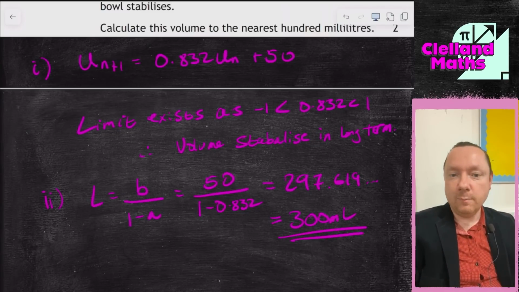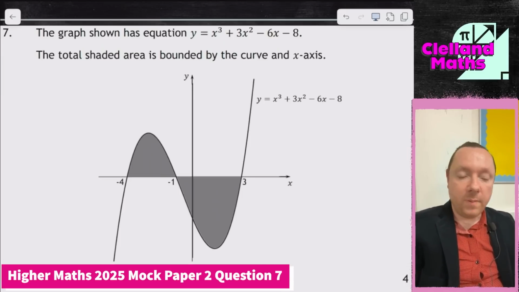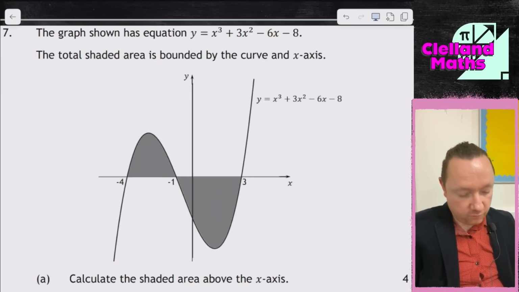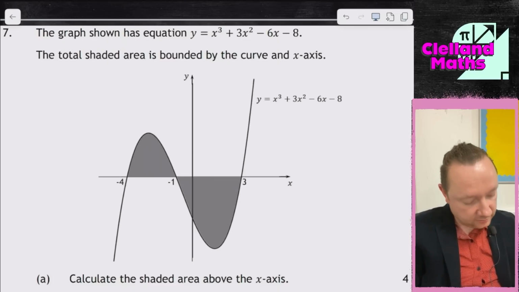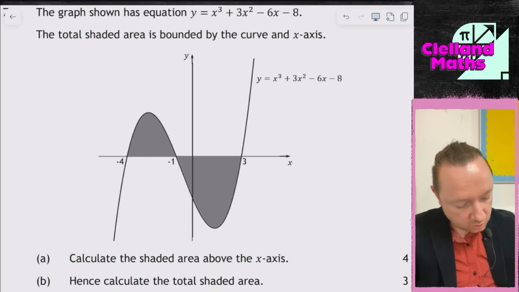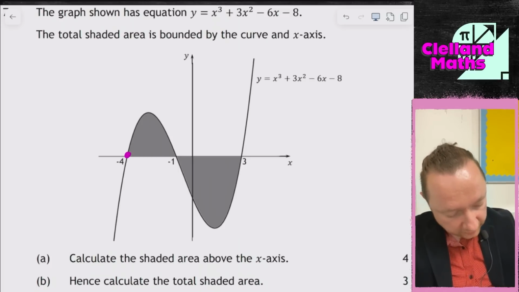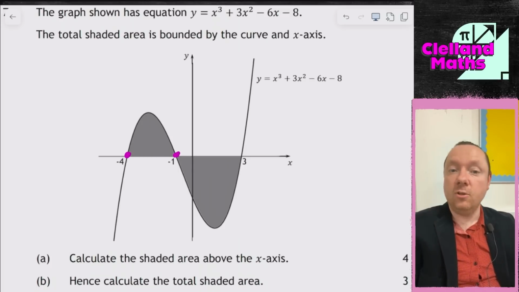And we're done there. SQA Higher Maths 2025 Mock Paper 2, Question 7. We have got the graph shown with equation x cubed plus 3x squared minus 6x minus 8. The total shaded area is bounded by the curve and the x-axis. Calculate the shaded area above the x-axis, then the total shaded area. So above the x-axis is just from here to here, and it's an integral to find area.